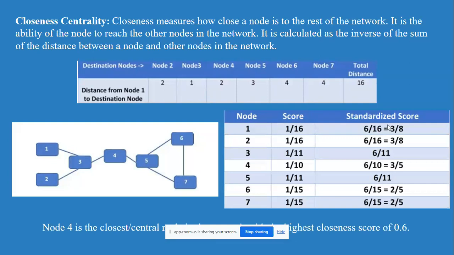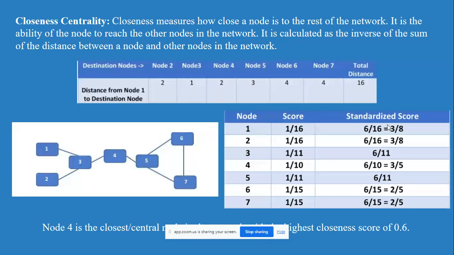The total distance will be 3. Similarly, we can calculate, and total distance will be 2 plus 1 plus 2 plus 3 plus 4 plus 4, which will be equal to 16. The score will be calculated as inverse of the sum of distance, 1 by 16. Similarly, when finding for the other nodes, if we want to calculate the closeness centrality, that is how close the node 6 is to the other nodes.